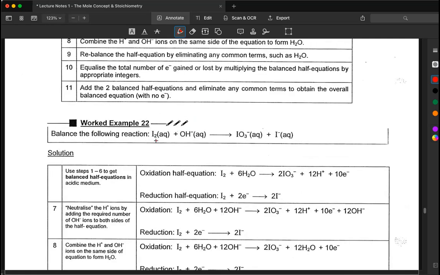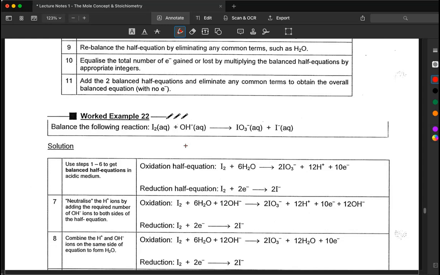For example, they may ask you a question like this, alkaline medium, then you form this. You write down, you know that this one is oxidation. So you need to identify first what is the oxidation and what is the reduction. So, disproportionation. Okay, so you divide them first.